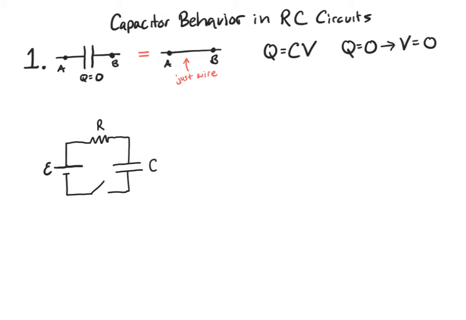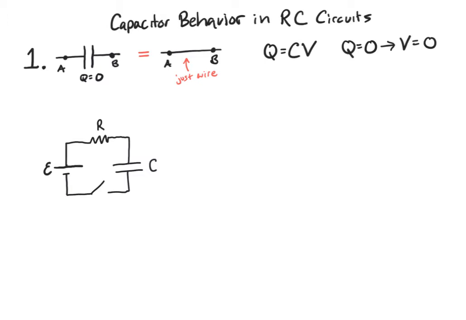So there will be no current across the resistor, which means there'll be no voltage across the resistor. There'll be no charge on the capacitor because we started out with no charge and because no current can flow, which means there can be no separation of charges between the two plates.